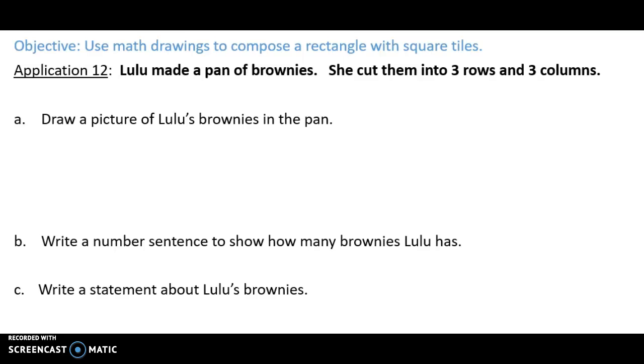So letter A, it says to draw a picture. So when you draw your picture, remember you are using square tiles. You're going to put your square tiles into 3 rows and 3 columns. Go ahead and pause this video and do letter A.